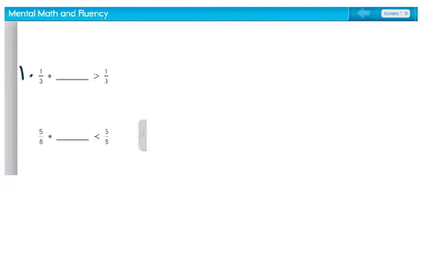Would you please number 1 and 2 on your whiteboard? Look at these number sentences. Would you please fill in the blank with a fraction that makes the number sentence true? So if I take a number times 1/3, what could I put in there so my answer would be greater than what I started with, 1/3? Number 2, 5/8. If I multiplied something by 5/8, what could I put in there so that my answer becomes less than 5/8?